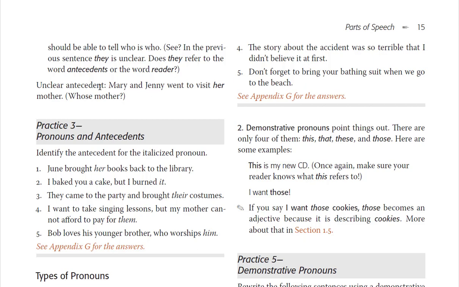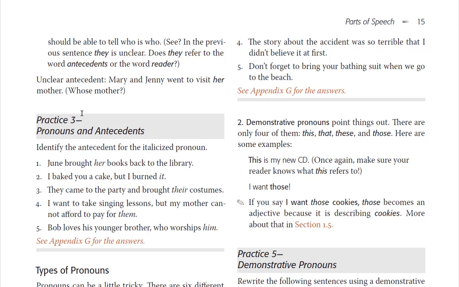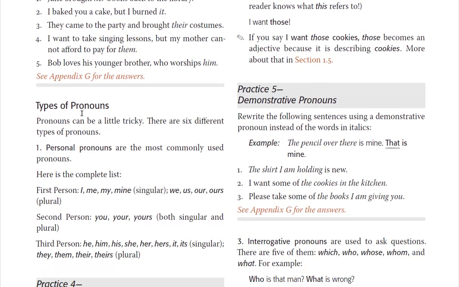Here is an example of an unclear antecedent. Mary and Jenny went to visit her mother. Okay, is it Mary's mother or Jenny's mother? So here you have an example of an unclear antecedent.